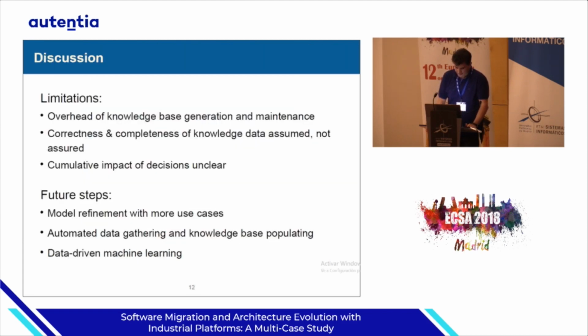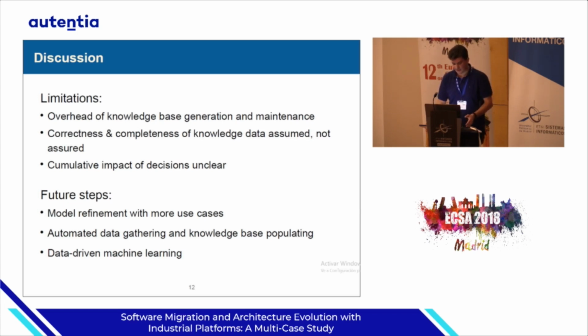Now, this approach has been tested directly with this model. We are aware of the limitations of it. Of course, generating this knowledge base and populating it requires a certain overhead, and we can only assume that the data that we can rely on, the documentation of various applications and of previous architecture decisions, is correct and complete. And it is still unclear how the cumulative impact of the individual decisions will affect the entire system.